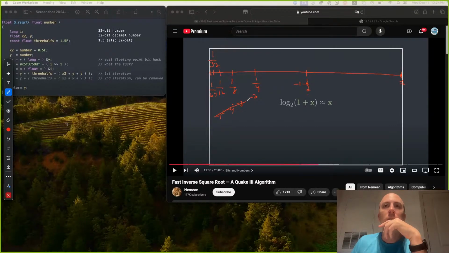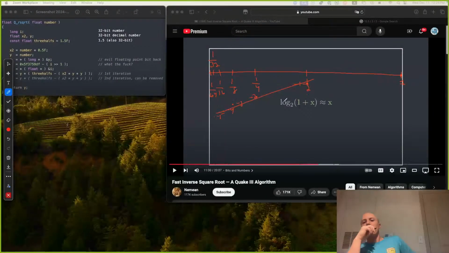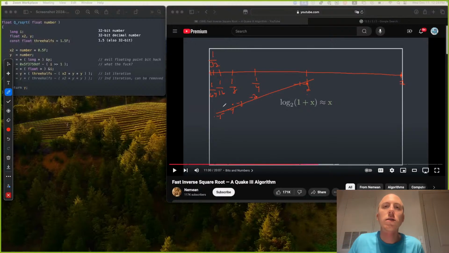Yeah, this is very weird. On a log scale, this is a straight line. It's just really weird to think about because there's an endpoint here. Like what happens?